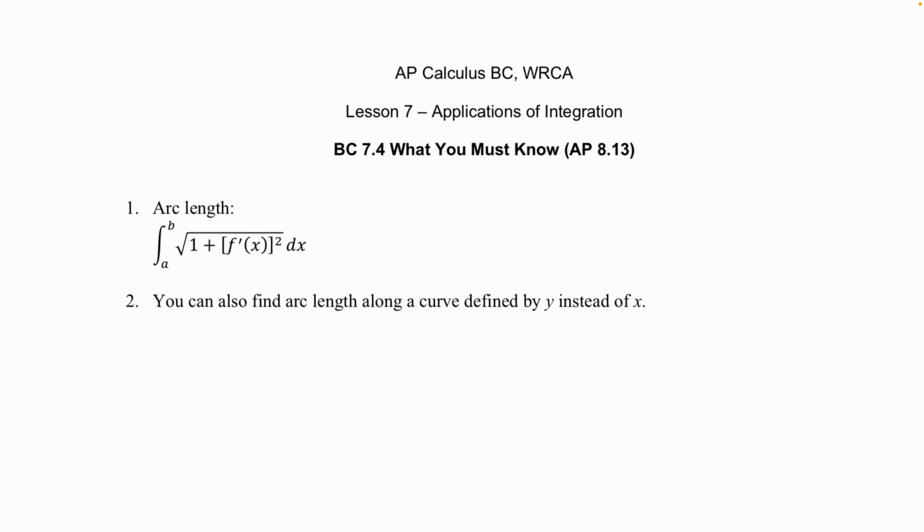Okay, let's take a look at AP topic 8.13, arc length, measuring the length of an arc and the distance traveled. This is an example of a BC topic that's not a BC topic because it's difficult, but because everything can't simply be in calculus AB. It's actually a pretty easy idea.